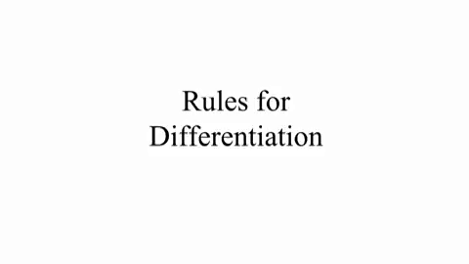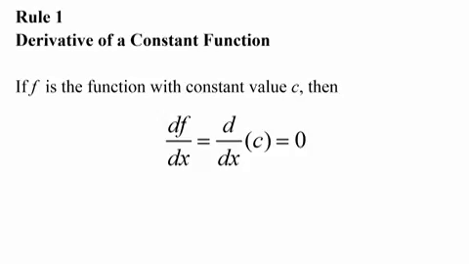Let's dive right in. Let's start with some rules. Rule 1. Derivative of a constant function. If f is the function with constant value c, then the derivative of f with respect to x is 0. In other words, the derivative of a constant is 0.